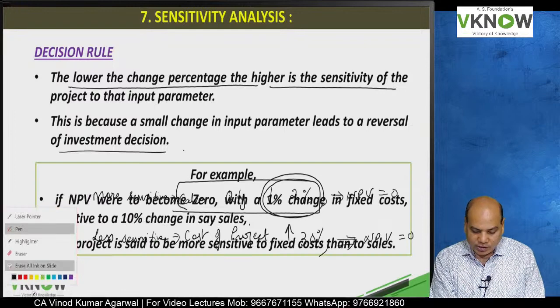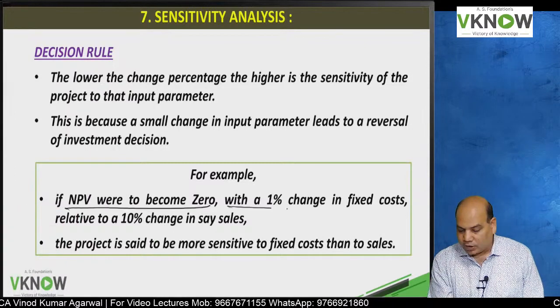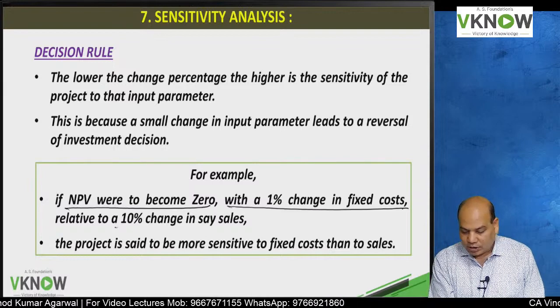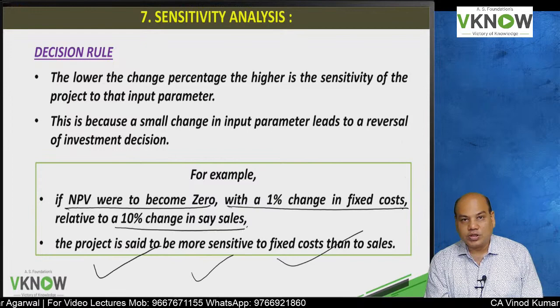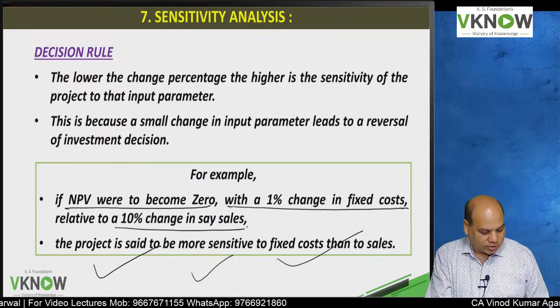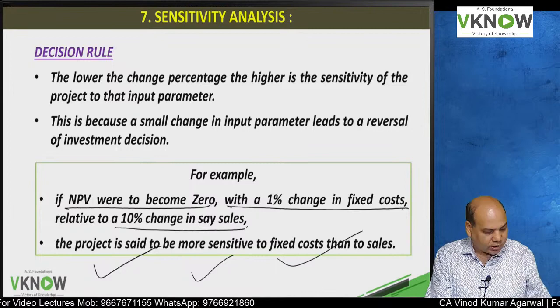Some examples are written in the book. If NPV were to become 0 with a 1% change in fixed cost relative to a 10% change in sales, we will say the project is more sensitive to fixed cost. Is it right? So this is about the theory part of this chapter.